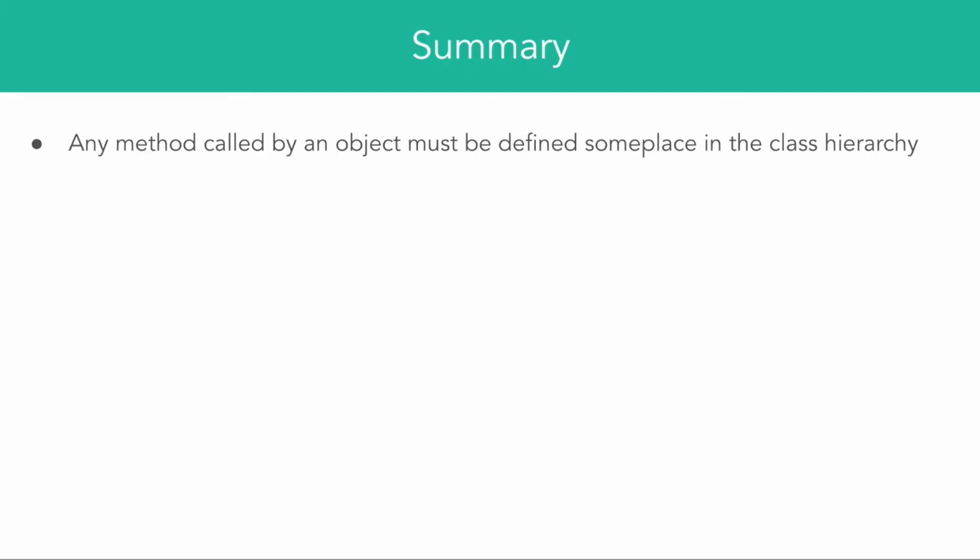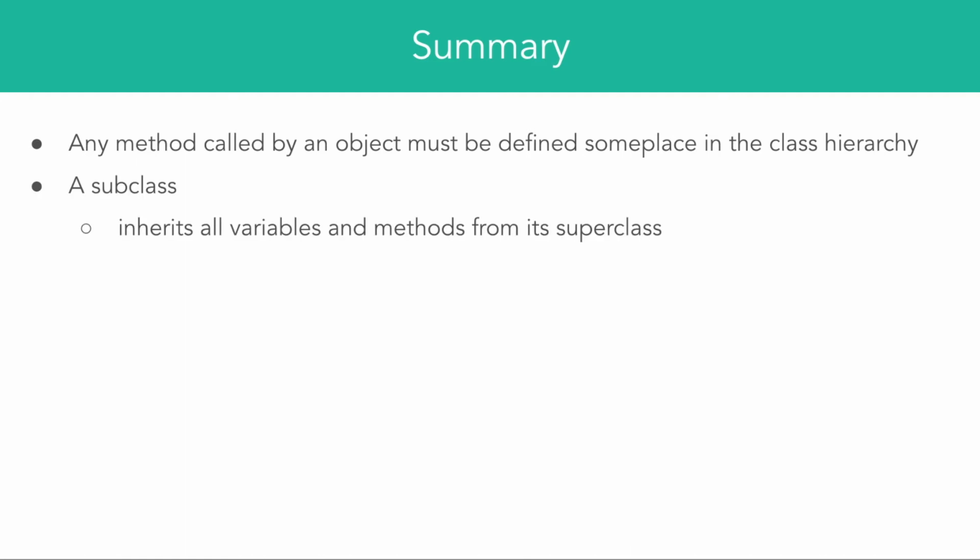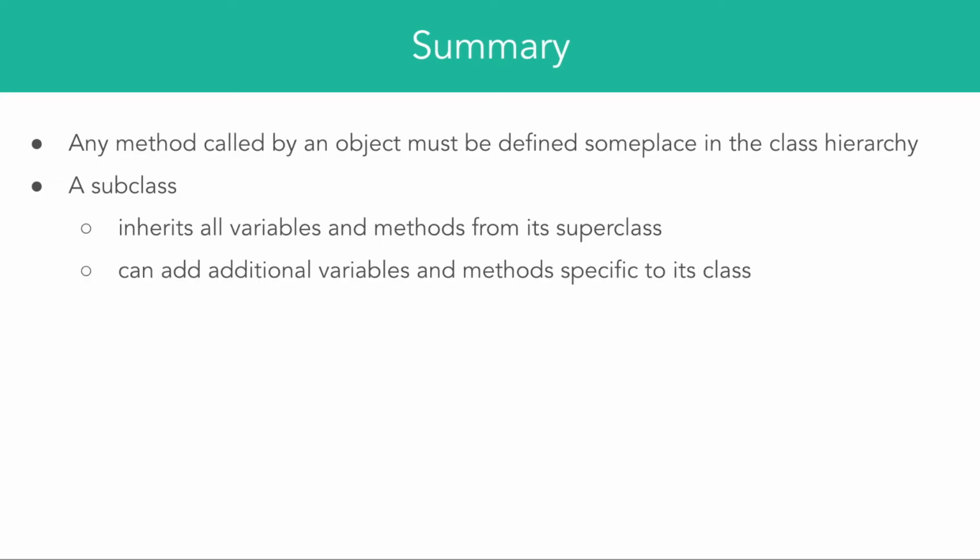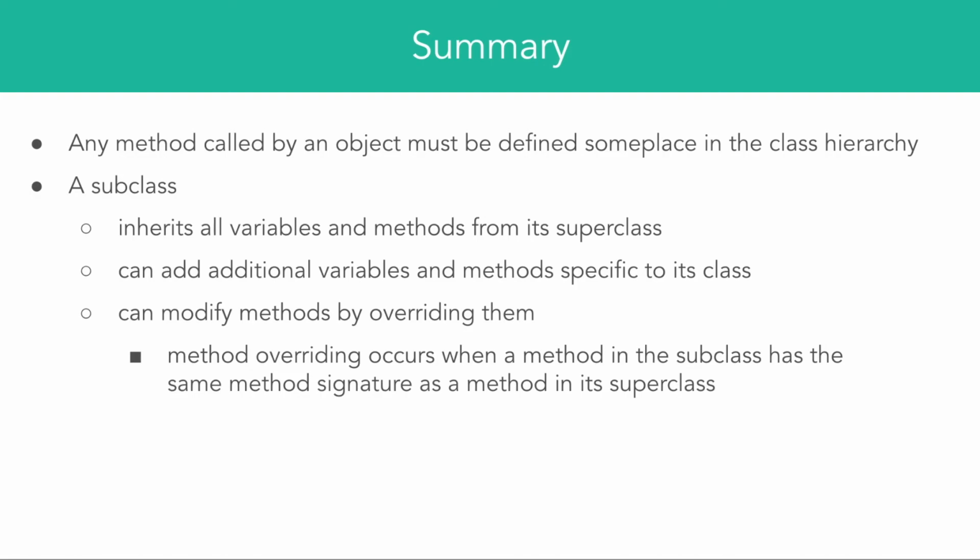In summary, any method called by an object must be defined someplace in the class hierarchy. A subclass inherits all variables and methods from its superclass. A subclass can add additional variables and methods specific to its class. And a subclass can modify methods by overriding them. Method overriding occurs when a method in the subclass has the same method signature as the method in its superclass.